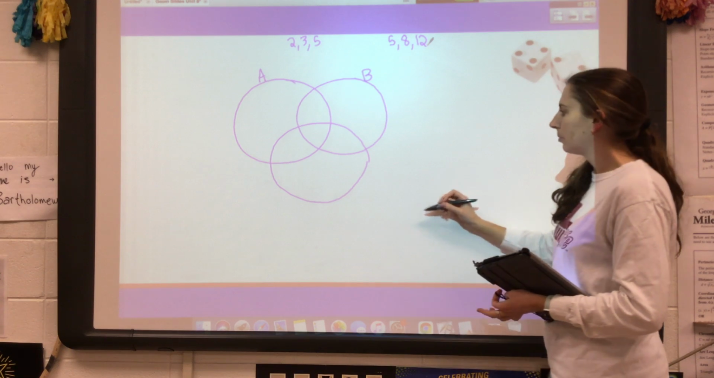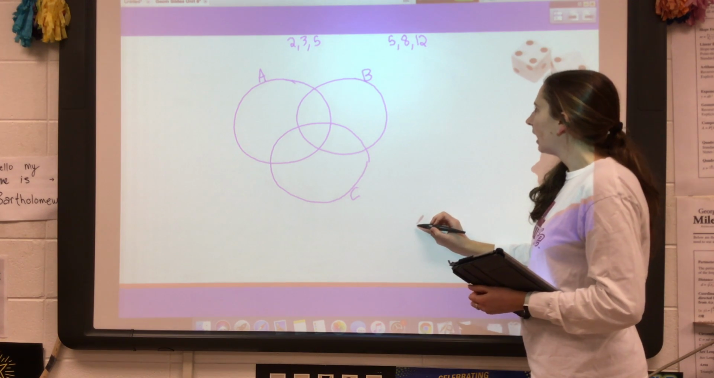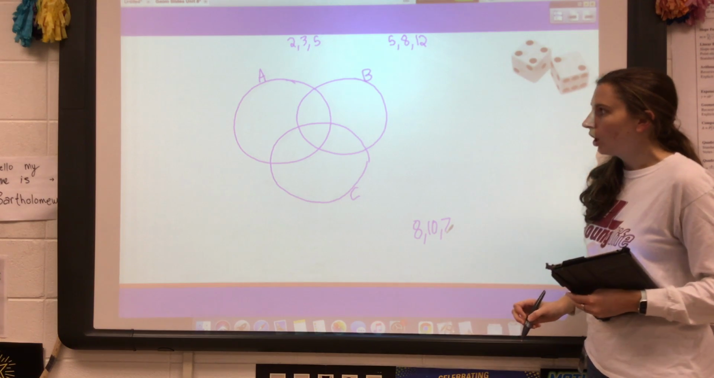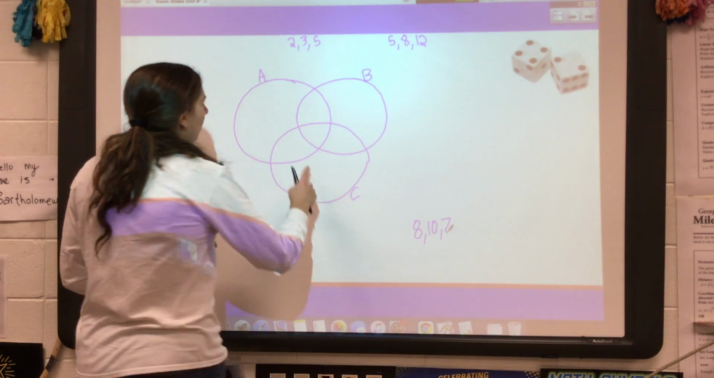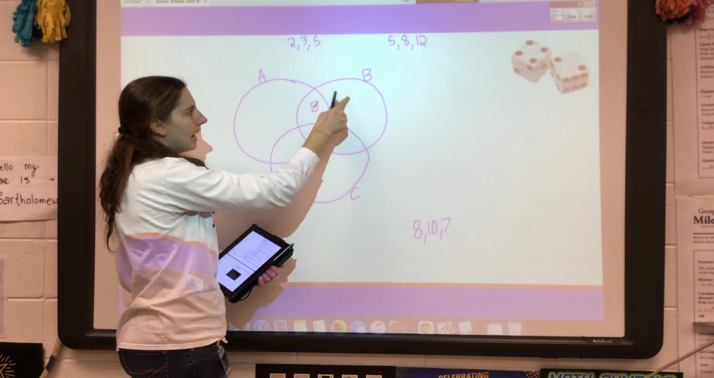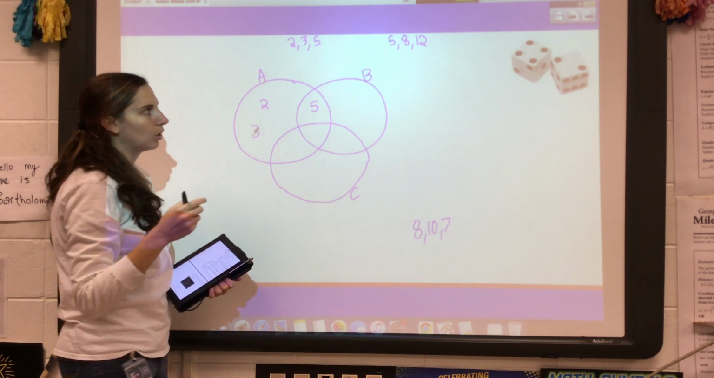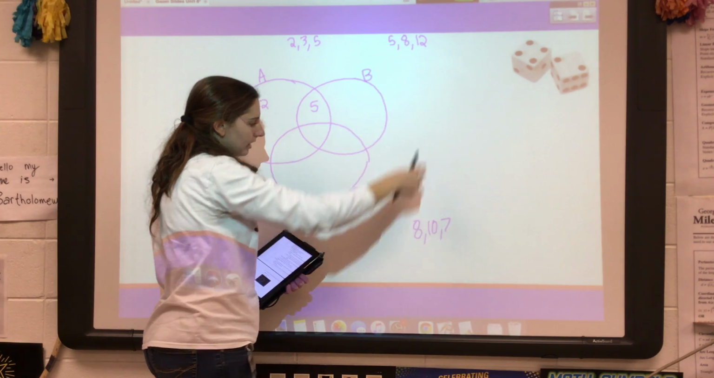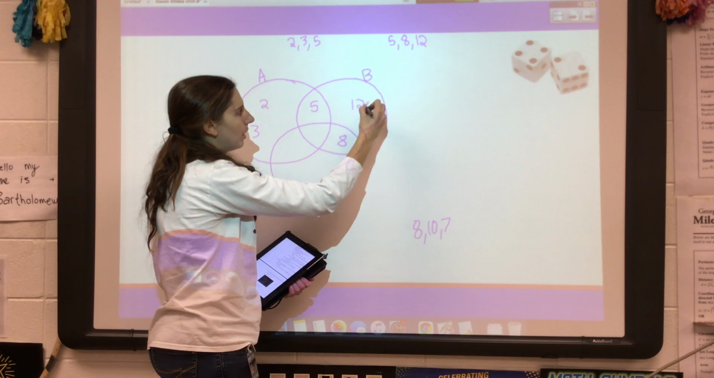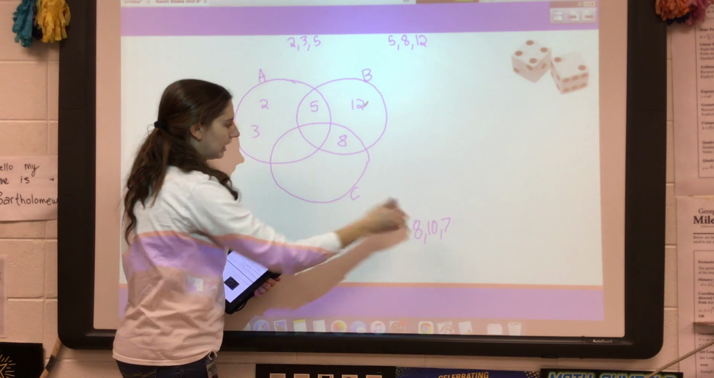And then let's imagine person C rolls and they get an 8, 10, and a 7. Okay, so there was no overlap between all 3 of them, but A and B had a 5 that overlapped, so we'll put that here between A and B. A also had 2 and 3 that nobody else shared, so we'll put 2 and 3 in A's circle alone. B had an 8 that was shared with C, so we'll put 8 right here. B also had a 12, so now I have all of B's: 5, 8, 12. And C, we've already got the 8 taken care of, but they also had a 7 and a 10.